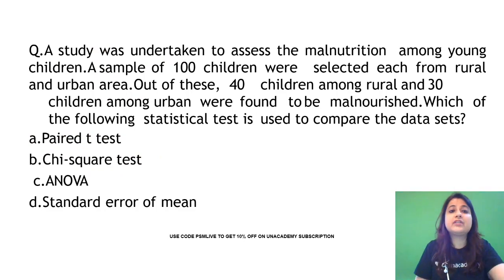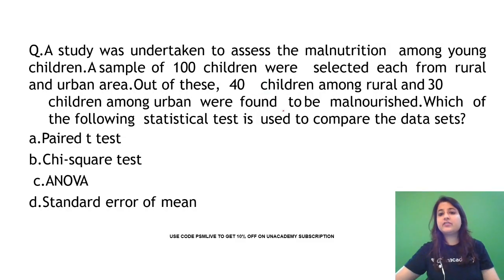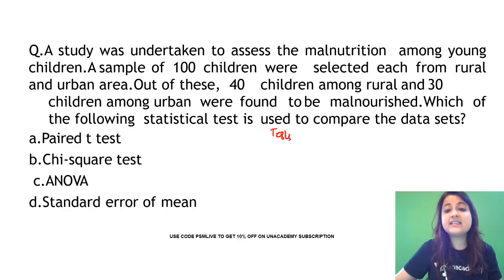So the first question: a study was undertaken to assess the malnutrition among young children. A sample of 100 children was selected from the rural areas and urban areas. Out of these, 40 children among rural and 30 children among urban were found to be malnourished. Which of the following statistical tests is used to compare the data? So this is your question for tests of statistical significance.